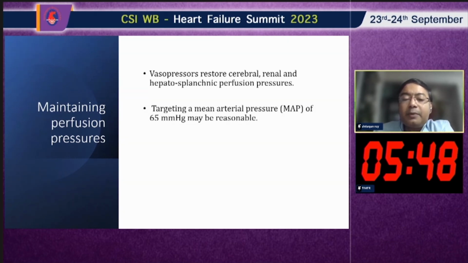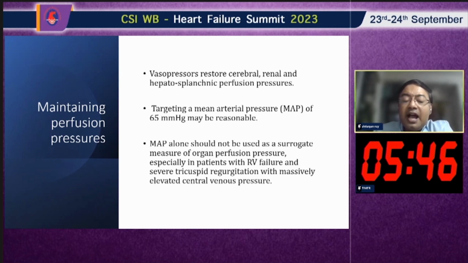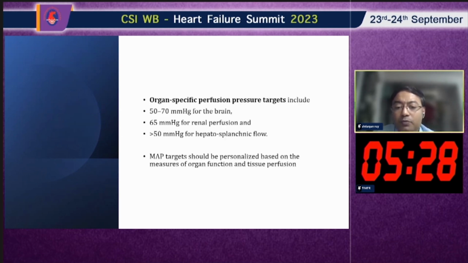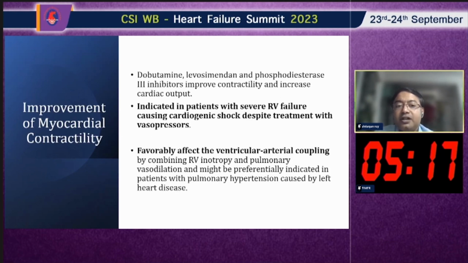Targeting a mean arterial pressure of 65 is usually reasonable, and MAP alone should not be used as a surrogate measure of organ perfusion, especially in patients with RV failure and severe tricuspid regurgitation with massively elevated CVP. Because it is not only MAP, as we have already discussed, we have to consider the central venous pressure also, because the perfusion pressure depends upon these two variables. Organ-specific perfusion pressure targets are almost similar. For the kidney, it is slightly higher. We have to achieve at least a perfusion pressure of 65 to maintain adequate renal perfusion.